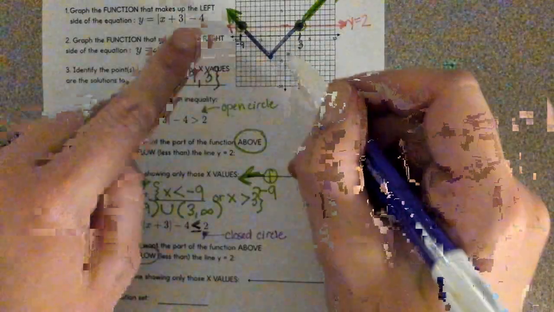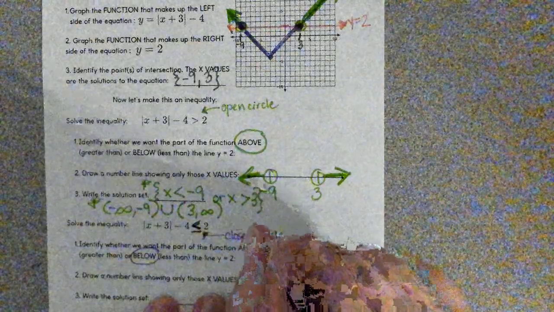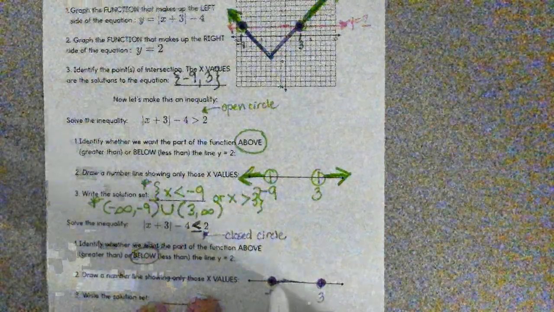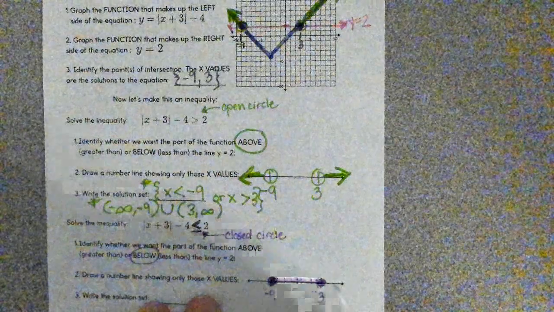Okay, now if I flatten that out to where it's just on a number line, it's that part in between, right? Remember, we either have an innie or an outie. This one's an in.